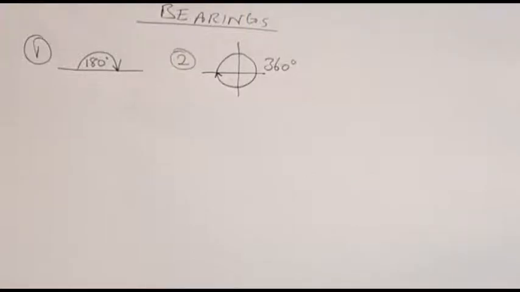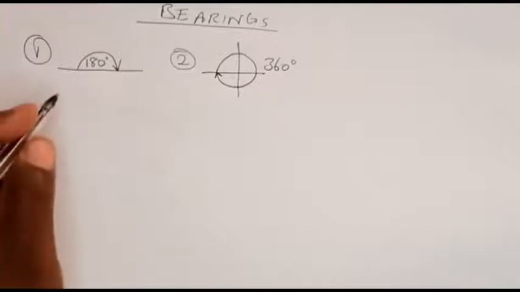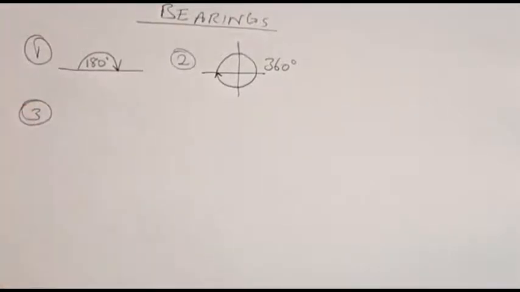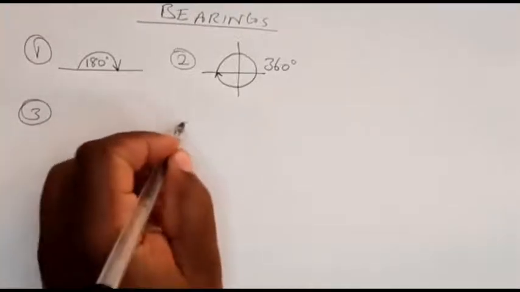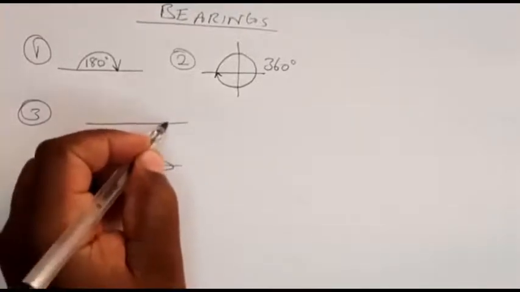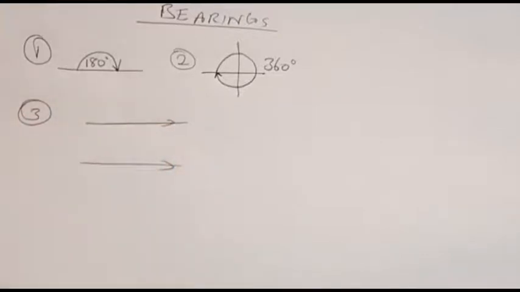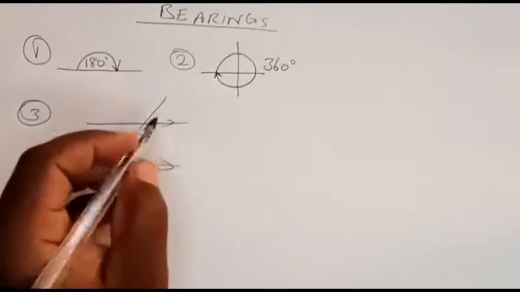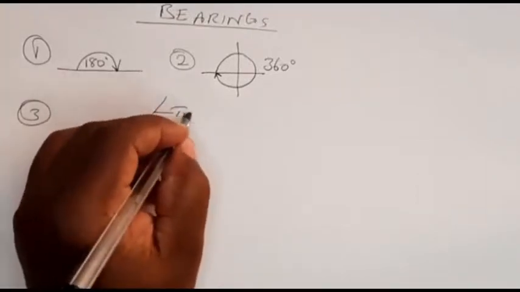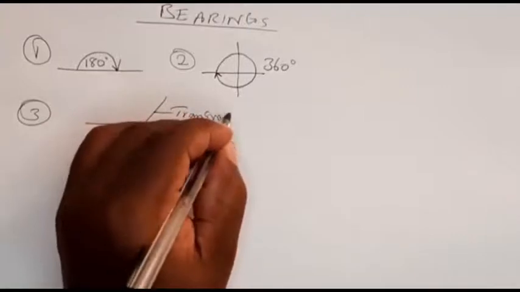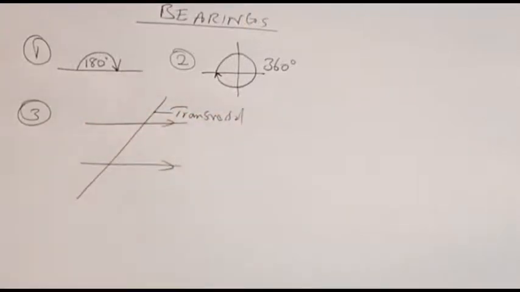Then the third concept is where you have two parallel lines. If I say the two lines are parallel, meaning they'll never meet, then there is a line that is passing through them, like this. This line is known as the transversal.